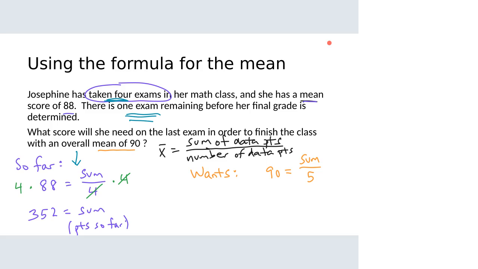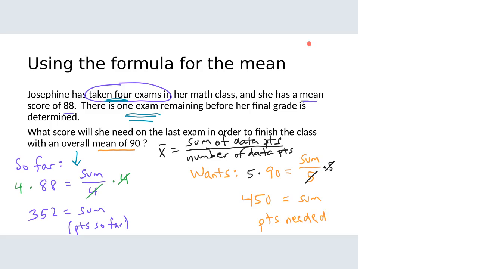And now what we can do, because we know the formula for the mean, is we'll multiply both sides by 5. That'll get these 5 to cancel. And then we can see that the total number of points she needs is 5 times 90, which is 450. And so this is the points she needs.